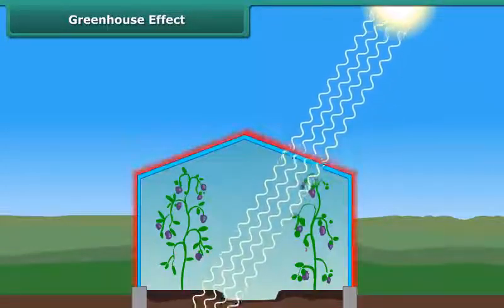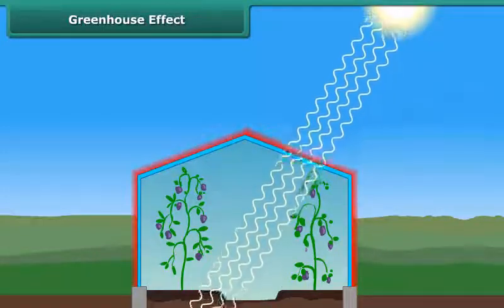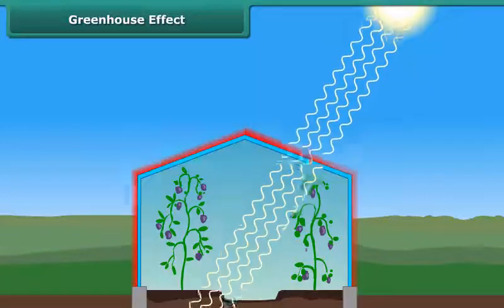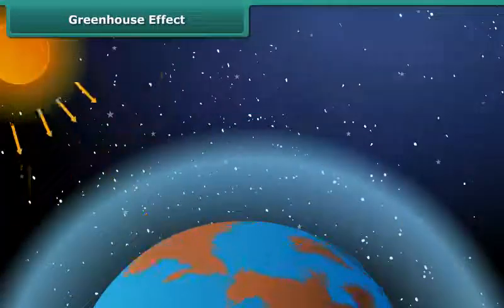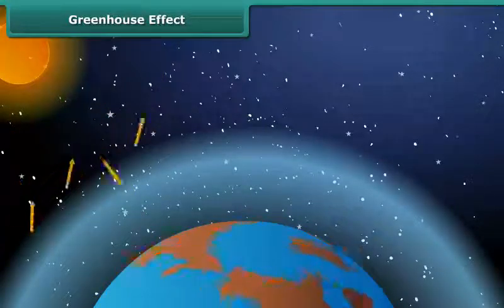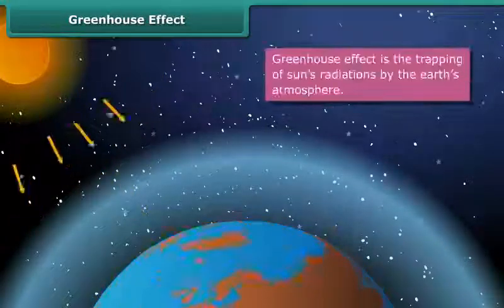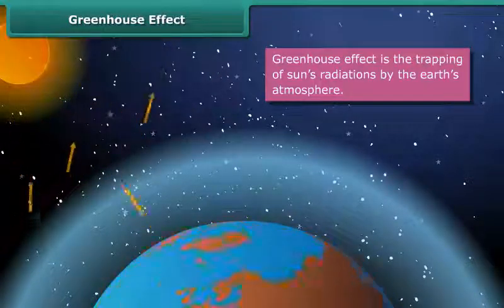Similarly, the greenhouse gases like carbon dioxide, methane and nitrous oxide in the atmosphere act like glass panes. When the sun's radiation reaches our atmosphere, some rays are reflected back into space and some are trapped in greenhouse gases, causing the atmosphere of the earth to warm up.